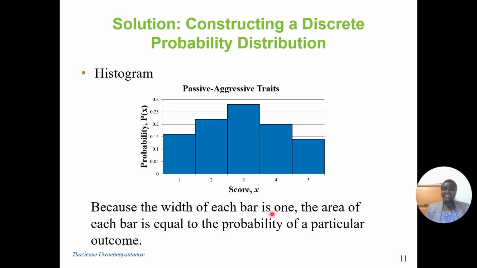So you see, that's it. Now we know how to construct a discrete probability distribution. Know the frequencies, and then check if the probabilities are between 0 and 1. Let's see if they sum to 1, and we can also make a histogram like this.